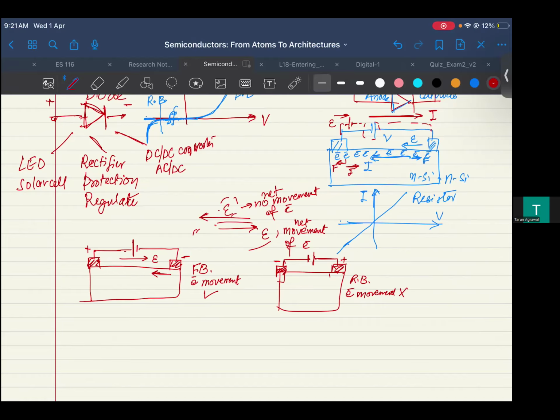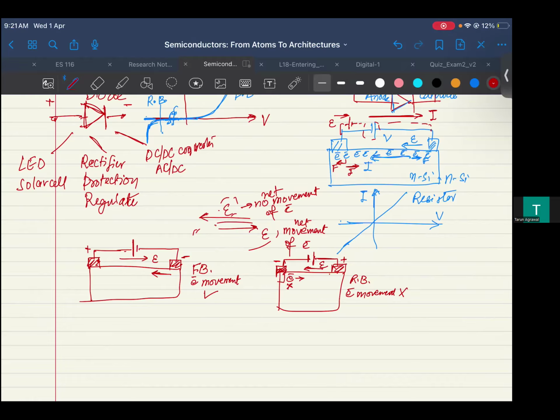Now in this case, I have my electric field like this. So that means my electron, if it is going like this, should feel that there are restrictions on the electron movement, right? Like this. So this is not there. So for that, what do I need to do?